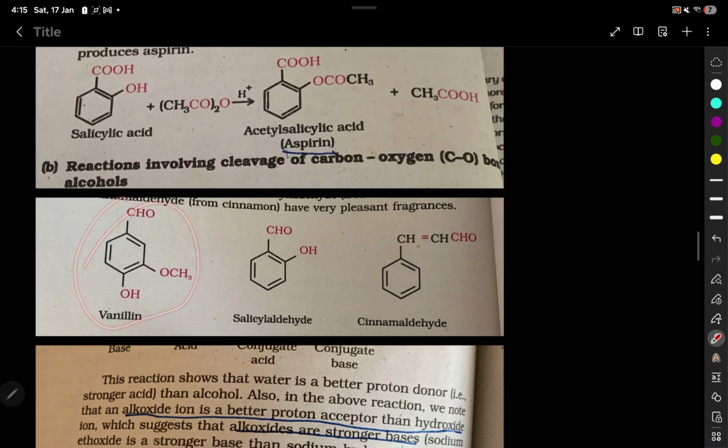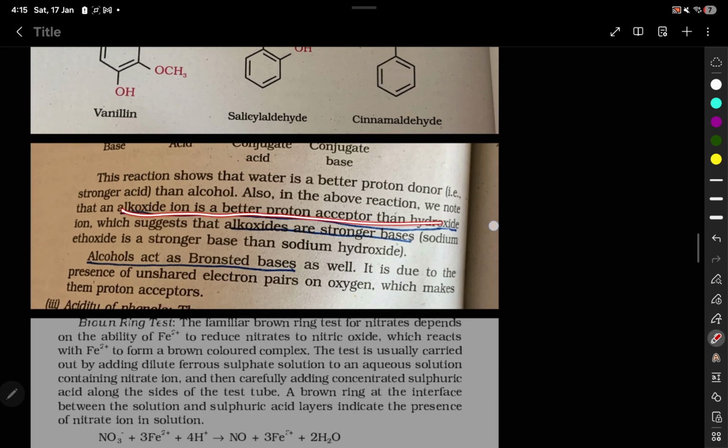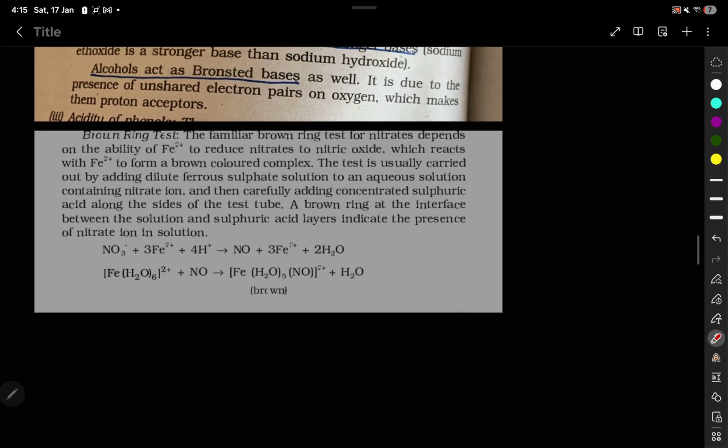Then you have vanillin structure, which you have to mug up. Salicylaldehyde, though, we can remember because of the Reimer-Tiemann reaction. Then cinnamaldehyde we can remember because of the LiAlH4 reducing this double bond. Then alkoxide ion is a better proton acceptor, which suggests that alkoxide is a stronger base, which is also a PYQ. Alcohols also act as a Bronsted base, that too we know.